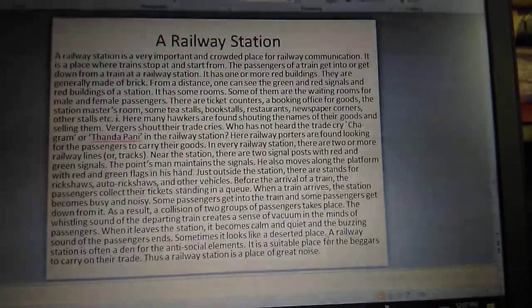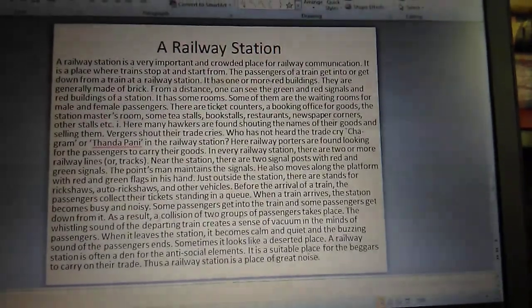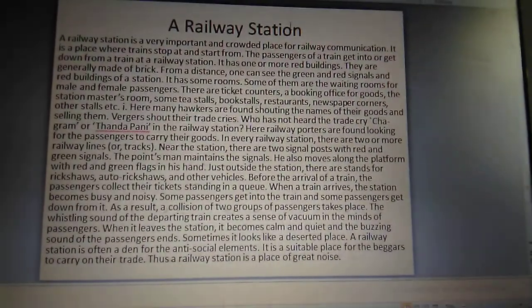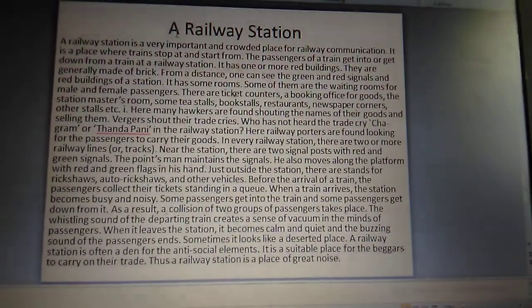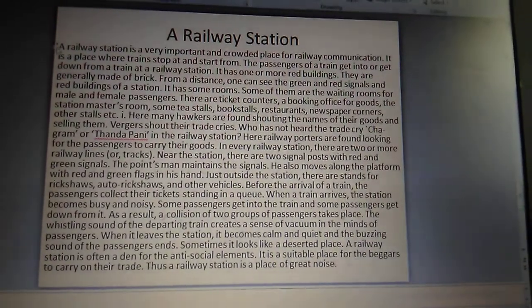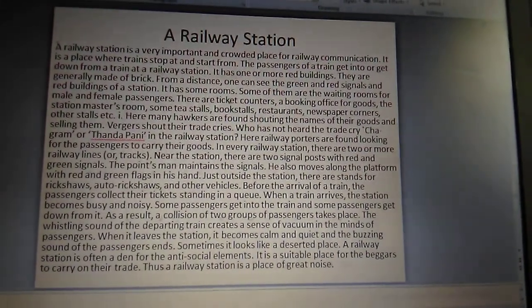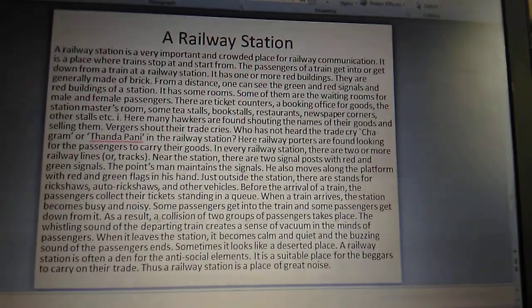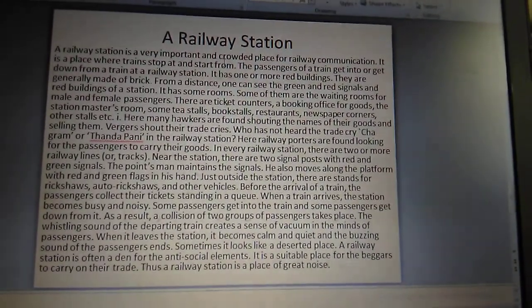So let's go for that one. Here also we have to develop a paragraph on the railway station. You write the title. I told you how to write the title of the paragraph and maintain one line spacing here. Then you can write from here, or you can maintain the indent. A railway station is a very important and crowded place.